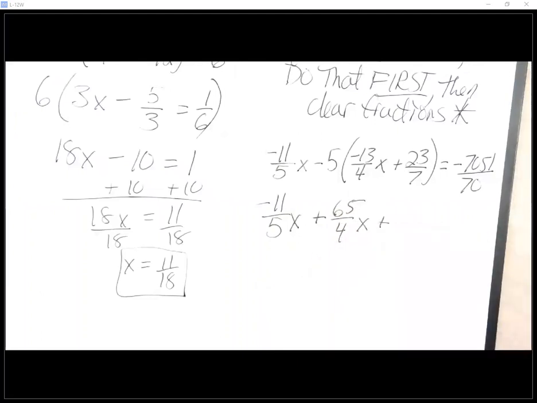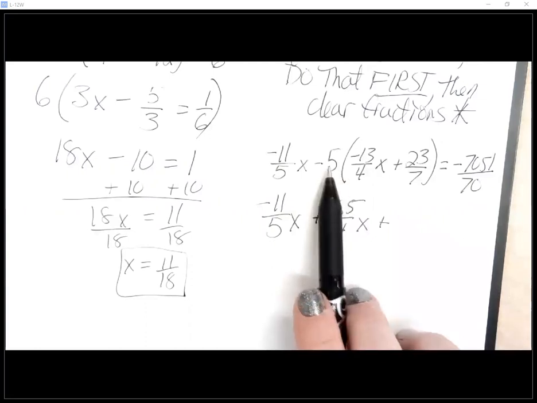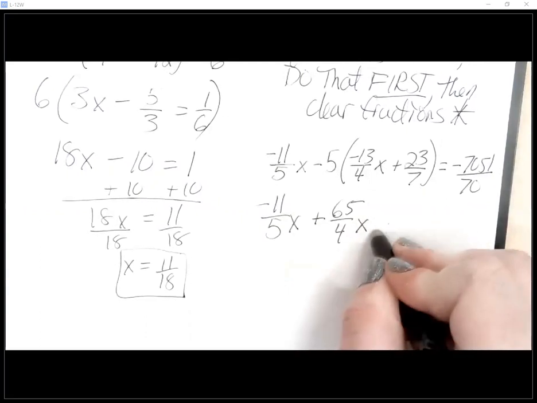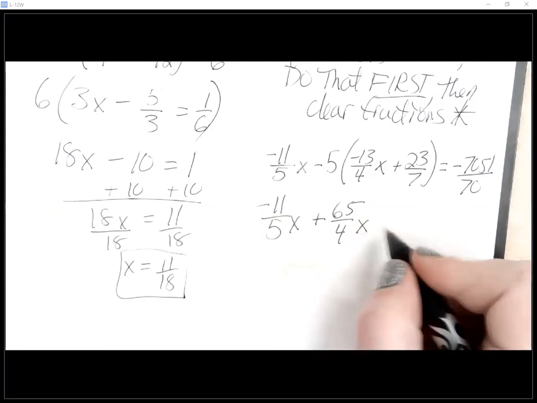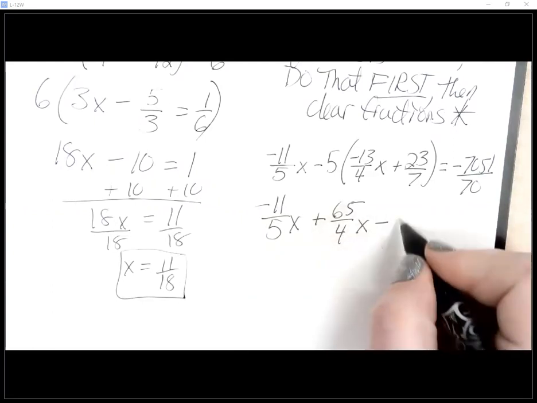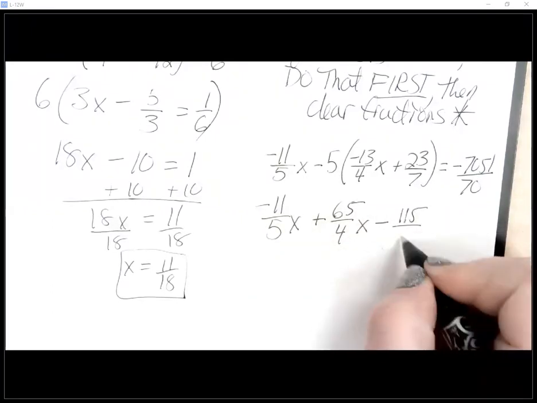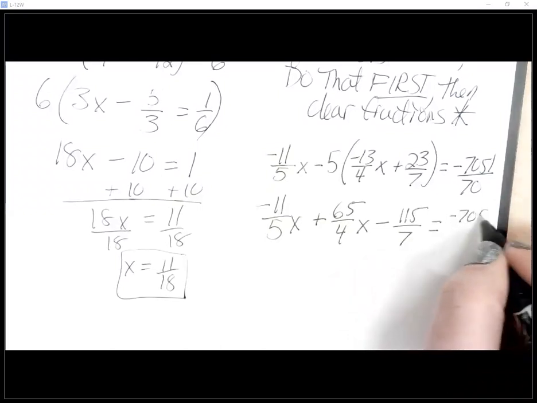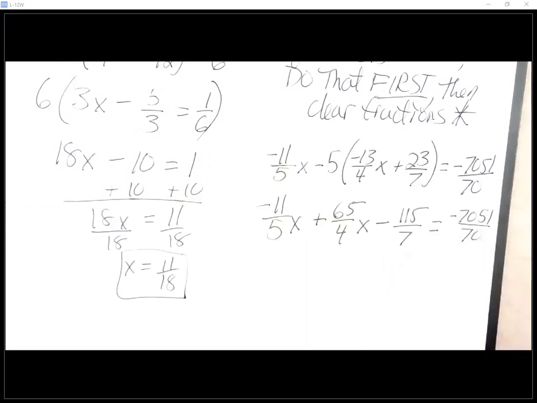And now I have to do the negative 5 times the 23/7. So that's going to be a negative, right? I have a negative 5 times a positive, so that'll be a negative. 5 times 23 is 115, all over 7. And now on this side, I've got the negative 7,051 over 70. So now I'm ready to clear my fraction. You did the distribution.